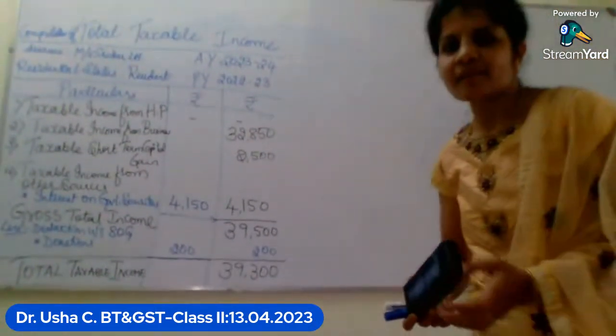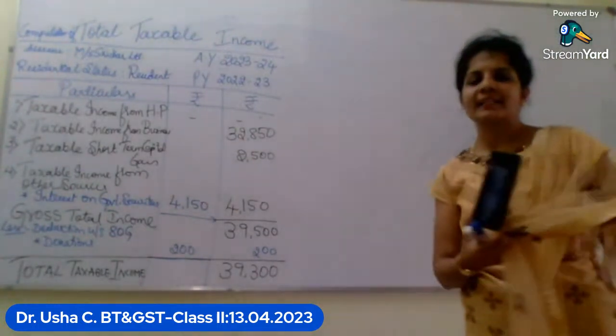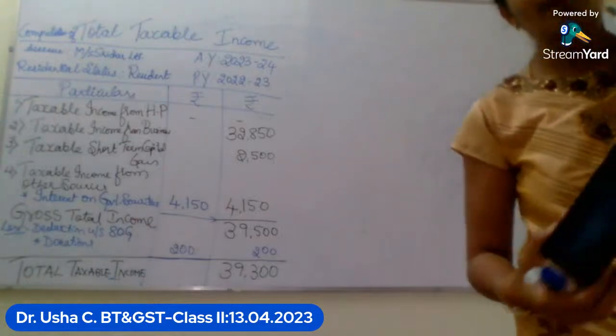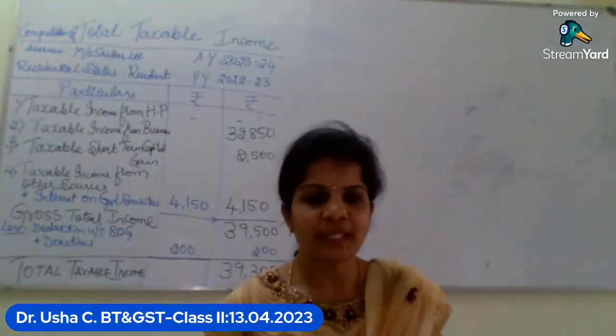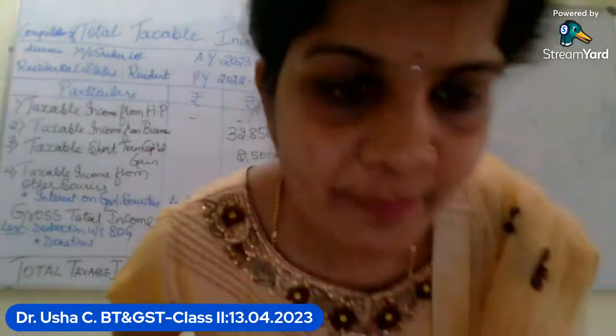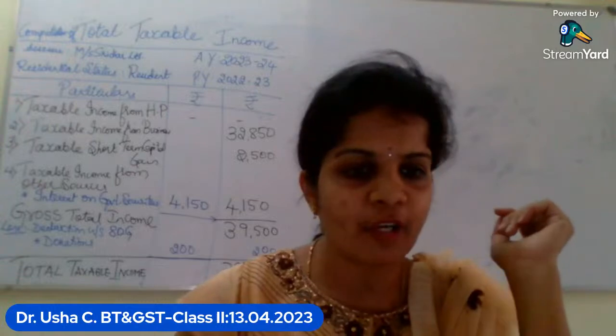So like this, we have to calculate, and on this, we also have to calculate the tax liability. But for this problem, they have asked us to calculate total taxable income. Okay, I think you have understood this problem. Let us move to another problem. I'll just share the screen for working out the next problem.